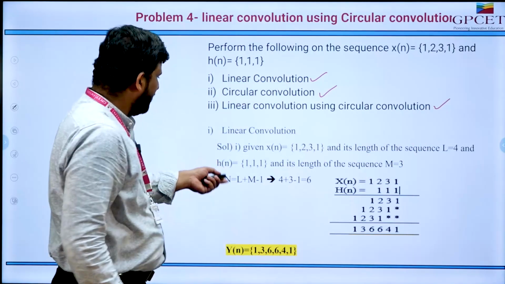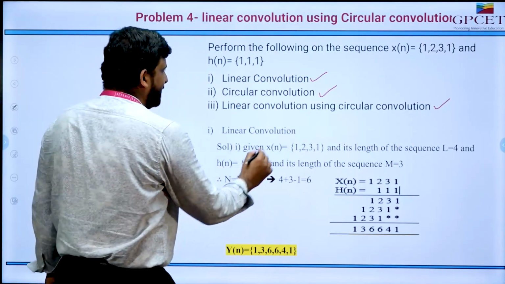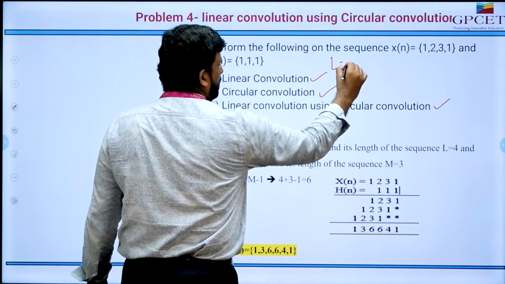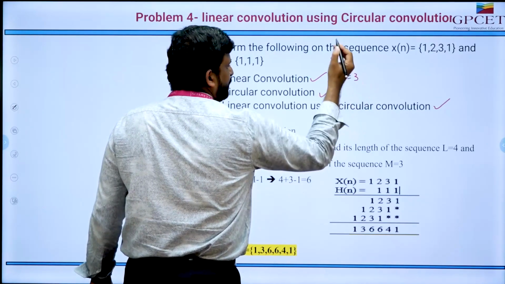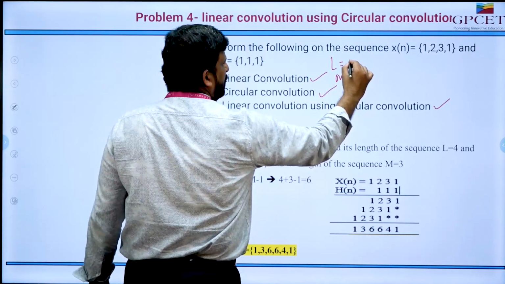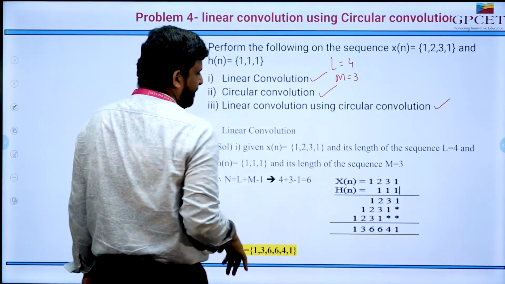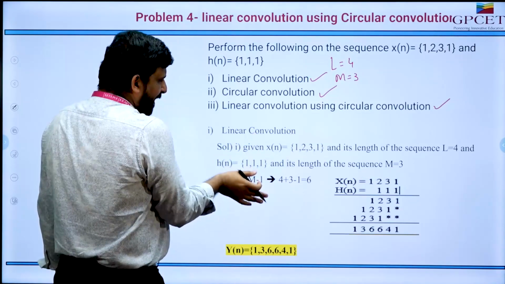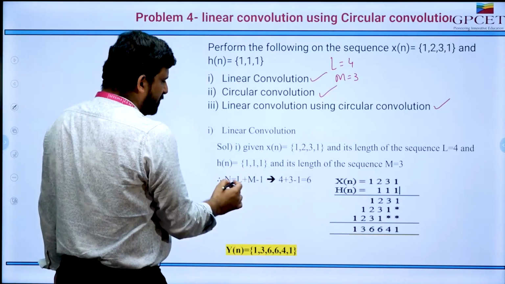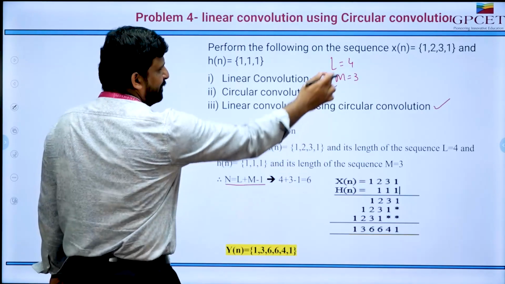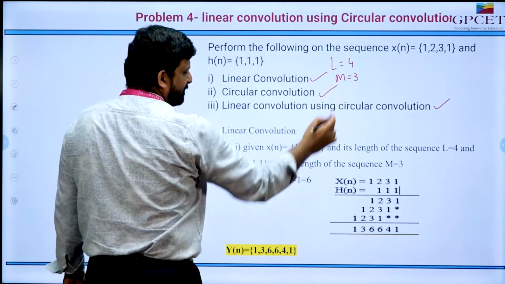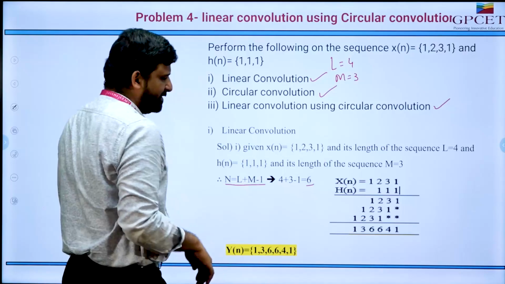Fine. So here first, h of n, you can see the length of h of n, capital M, is equal to 3, and the length of x of n, capital L, is equal to 4. First we need to find this. So here we need to make the lengths equal. For that, capital N is equal to L plus M minus 1, that means 4 plus 3 minus 1. So the total length is 6.